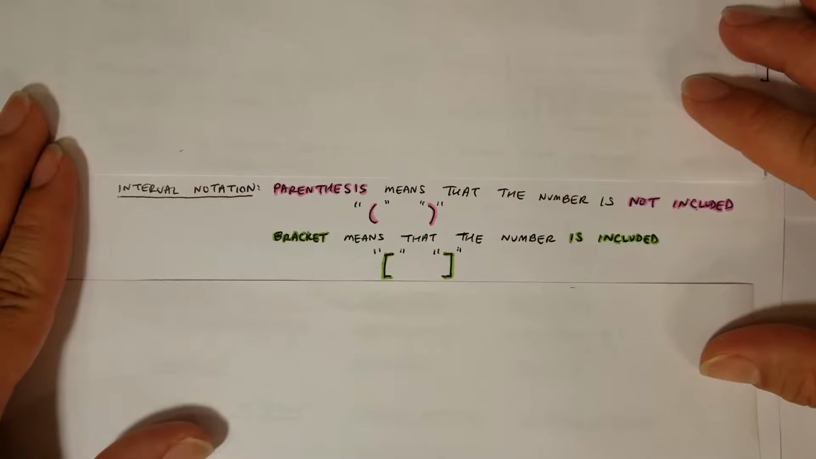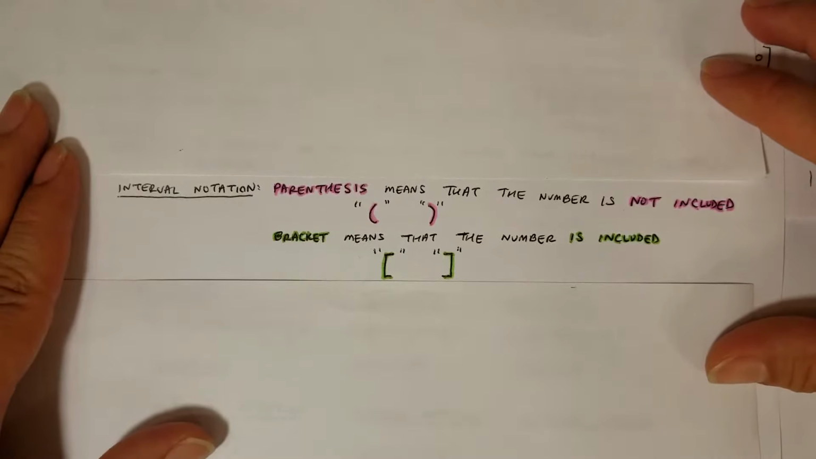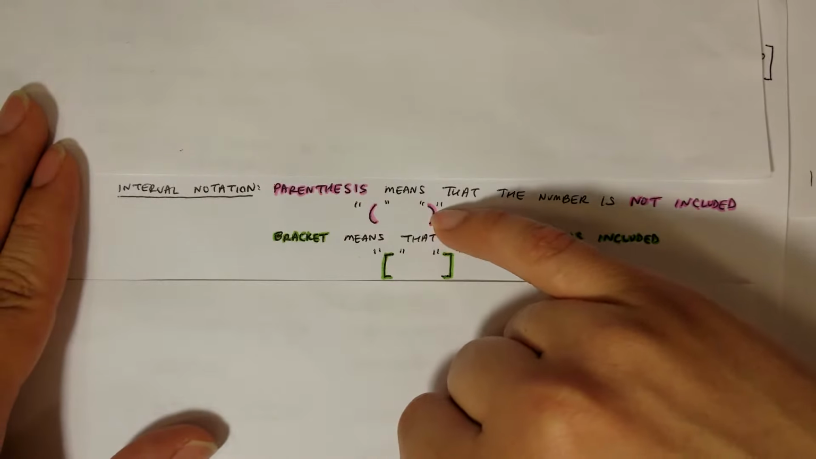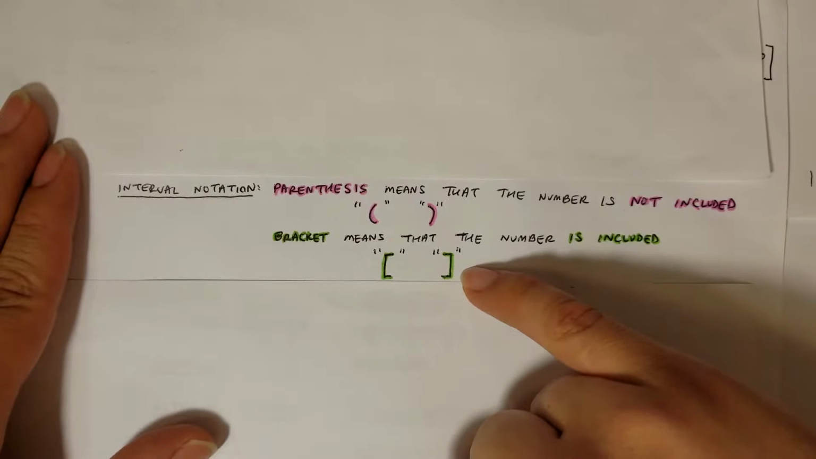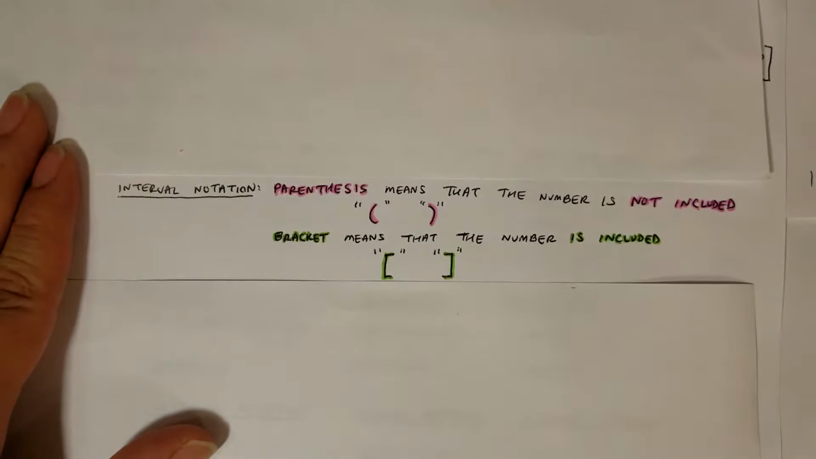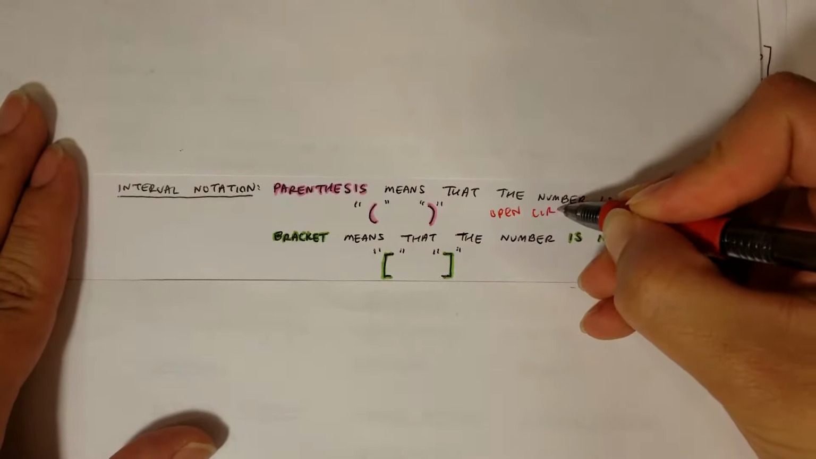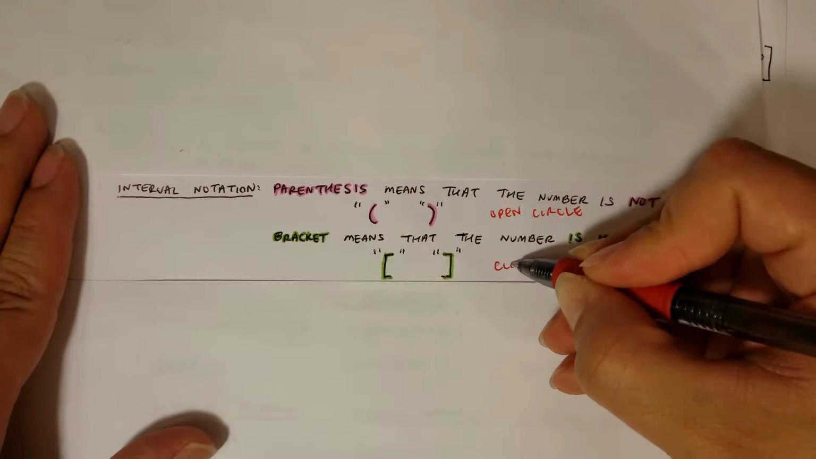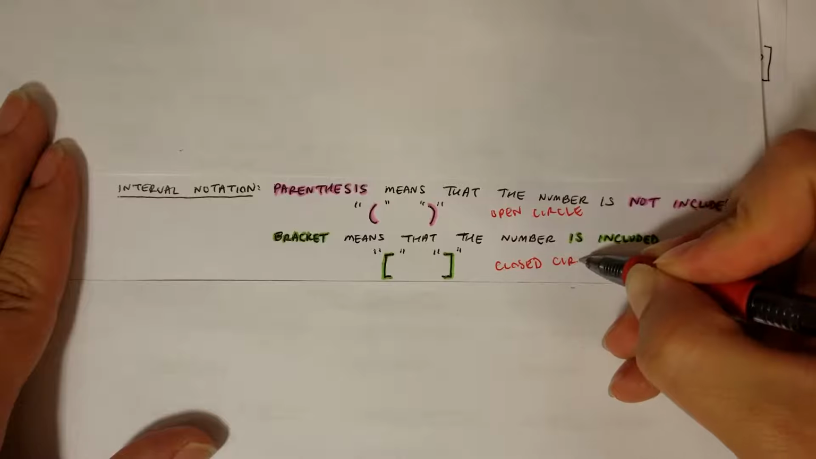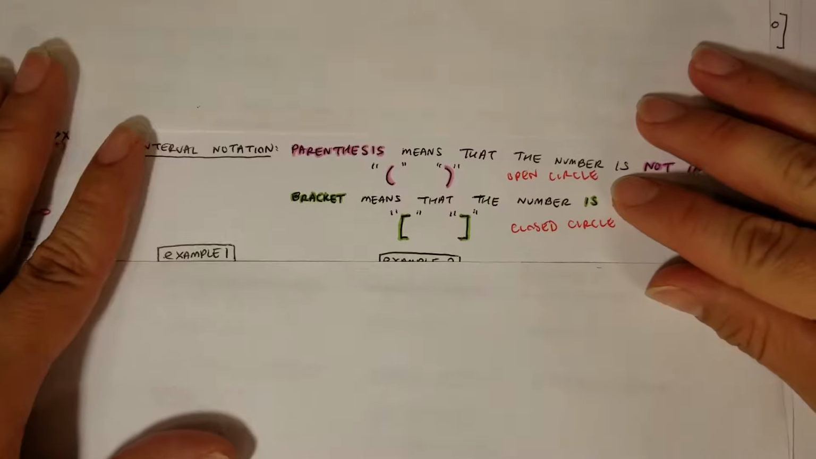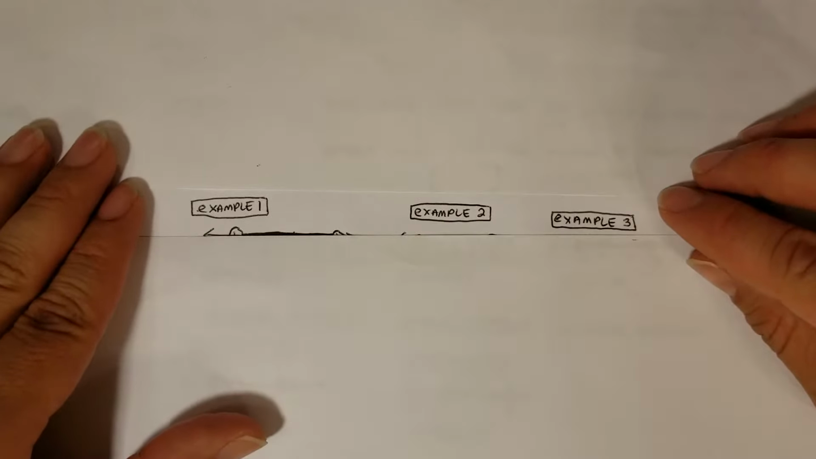On the contrary, bracket means that the number is included as part of the solutions. So bracket means that the number is included. Okay, so now, how do we say that in math? When you have parentheses, typically that means you're going to have an open circle on a graph. And when you have bracket, that means you have a closed circle on a graph. So an open circle on the graph means we're not including. I'm going to write it right here, open circle. That means we're not including that number. And when we have a bracket, that's a closed circle. Not including, including.